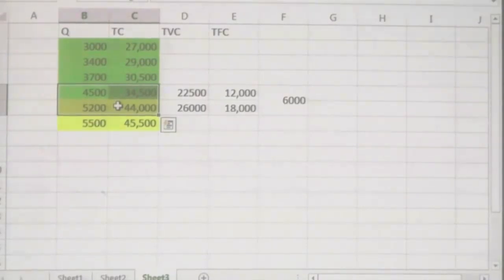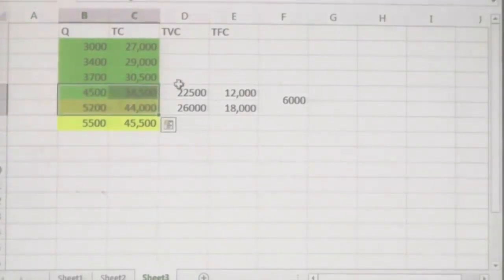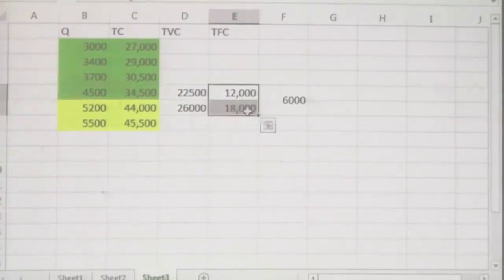Is that clear? Point number one you need to keep in your mind. Then to calculate this step cost, definitely you have to select these 2 points. First calculate the variable cost, then take the total fixed cost. The difference between the total fixed cost in the two quantity level will be the step cost.